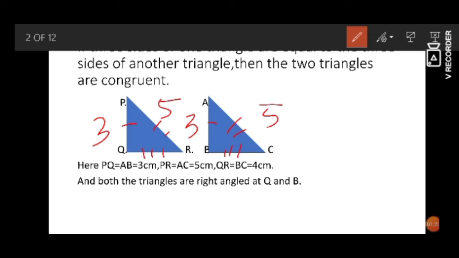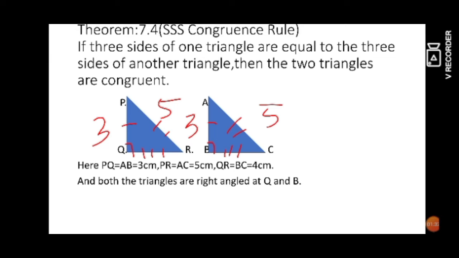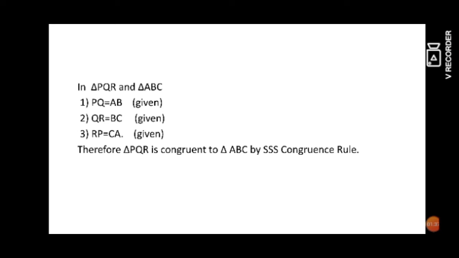each. Here both the triangles are 90 degrees at B and at Q. So you can see the three sides are equal and the angle is 90. Okay, then we go on to the next slide. In triangles PQR and ABC, PQ equals AB, QR equals BC, RP equals CA. Therefore, triangle PQR is congruent to triangle ABC by the SSS congruence rule.